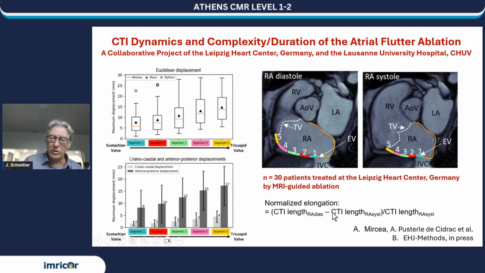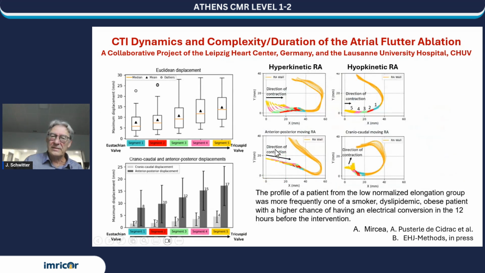And we normalize elongation like strain. And this is a graphic of a patient where you see a lot of motion here. So contraction goes in this direction during the cardiac cycle. And here you see a patient with hypokinetic isthmus motion. Most of the patients that had an electrical conversion before the scan were in this group, probably because of stunning.